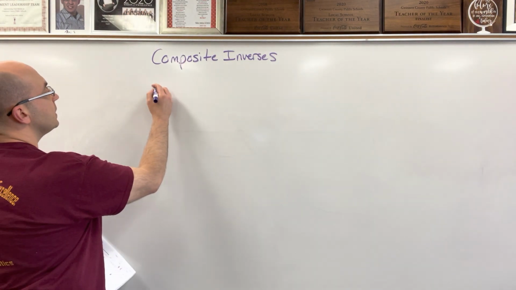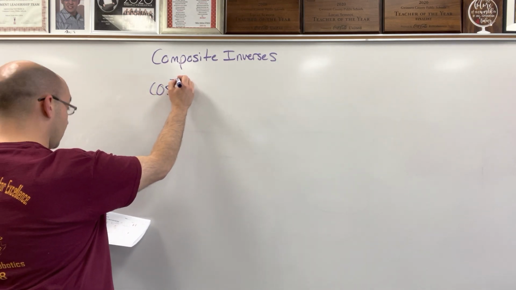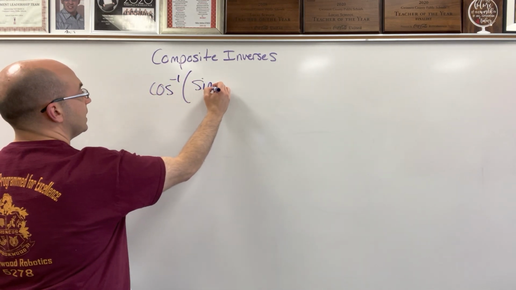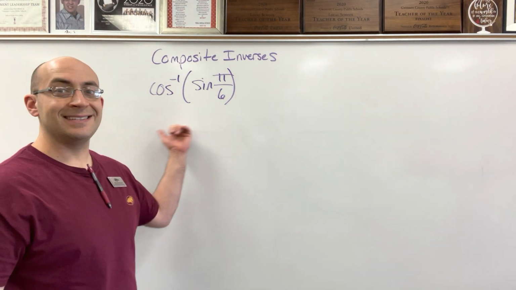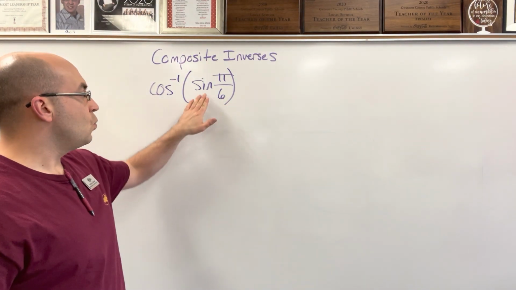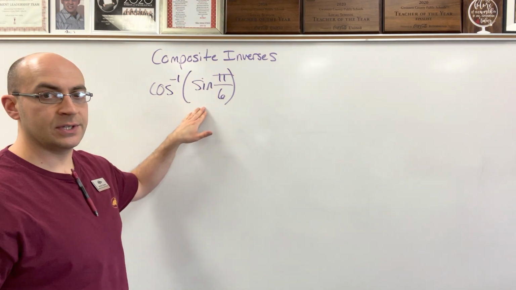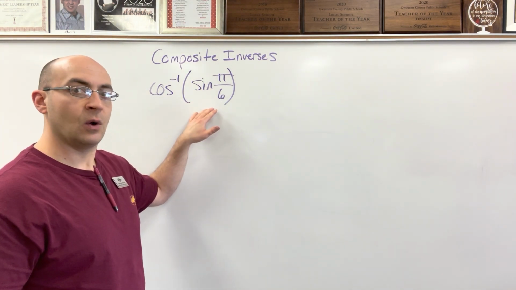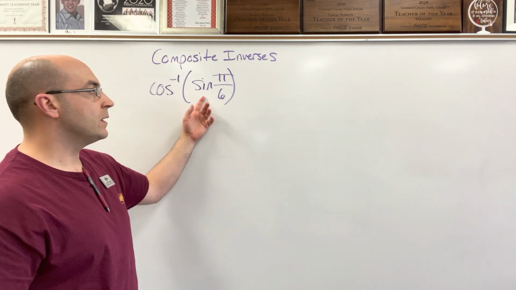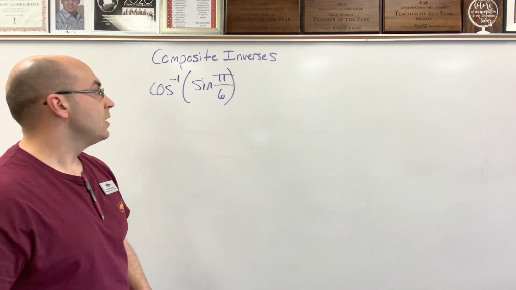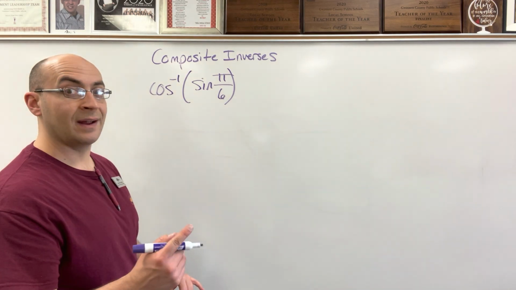Example number one, we've got inverse cosine of sine pi over 6. Now, how we work this out is we work from the inside out, right? So when I see a sine of pi over 6, what I need to do first is find out what the sine value is at pi over 6. Now we know sine is y. So what is the y value at pi over 6? Well, the y value at pi over 6 is 1/2.